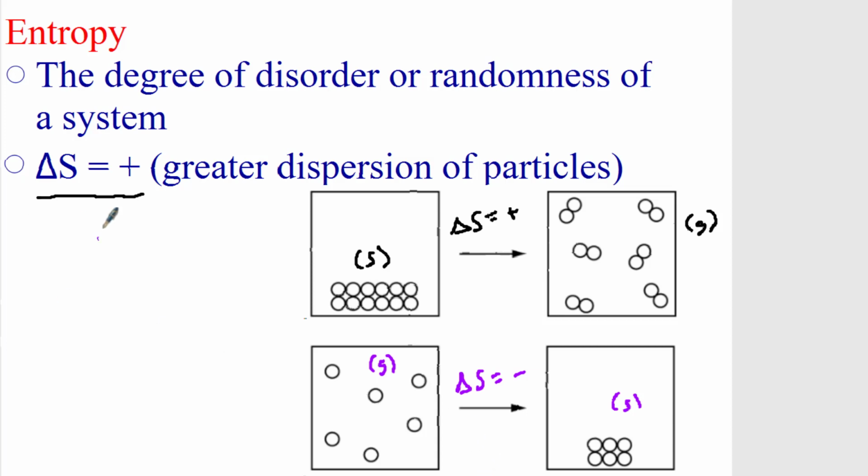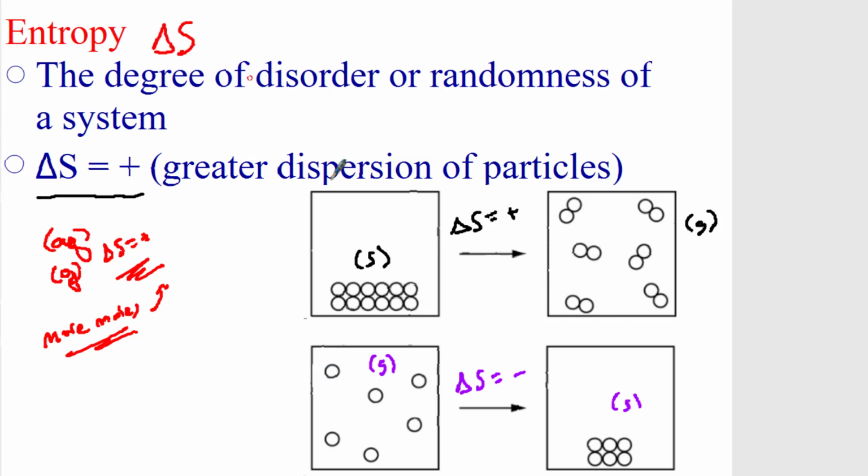And so you can see things like aqueous, things like gases are going to have very high dispersion of particles, which means those delta S's are usually going to be positive. Things like solids and liquids, normally going to have negative delta S's. Also, if you have more moles of gas, more moles of a substance, obviously more moles means more particles. There's a greater dispersion of particles. That would be a positive delta S as well. So delta S is called entropy because entropy begins with the letter S, of course.